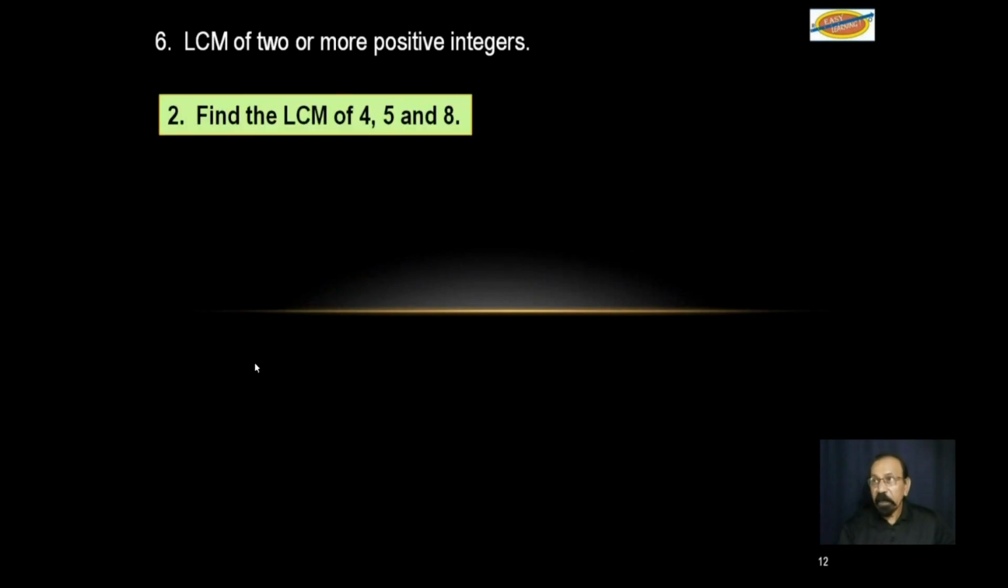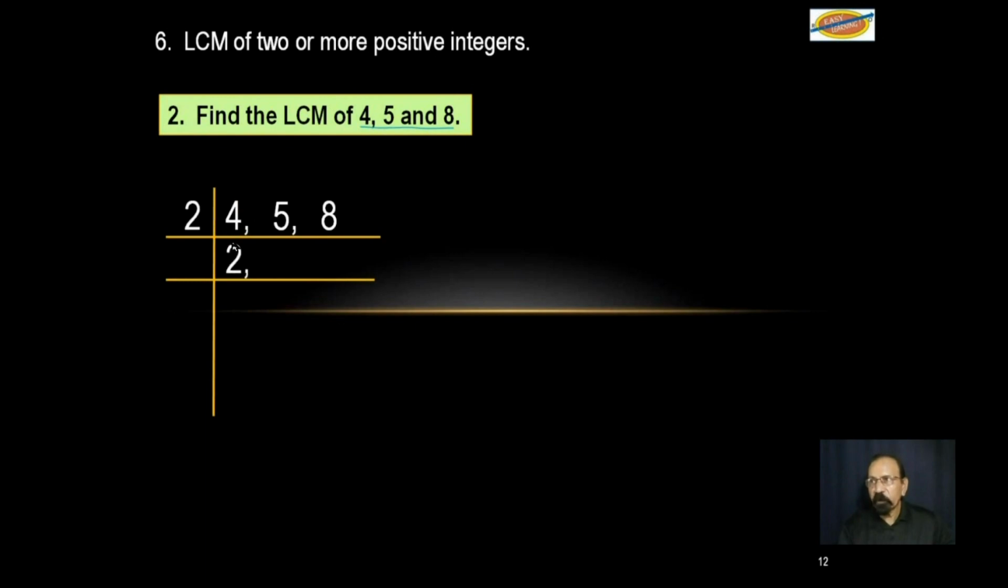Let's look at another example that we did previously. Find the LCM of 4, 5, and 8. So you set up the numbers like that. Can we divide anything by 2 here? Yes. So we try 2. 2 into 4, 2. 2 into 5, can't go without a remainder. Bring it down. 2 into 8, 4. Can we try 2 again? Yes. 2 into 2, 1.